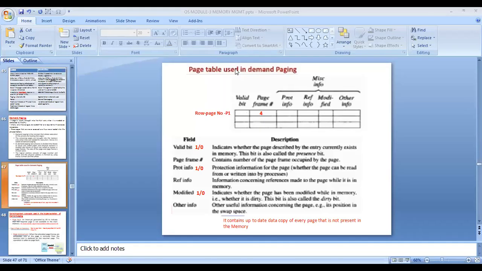Pratibha, KL, is the slide visible? Hello? Yes, sir. Dinesh Kumar, are you there? Yes, sir. Okay, fine.